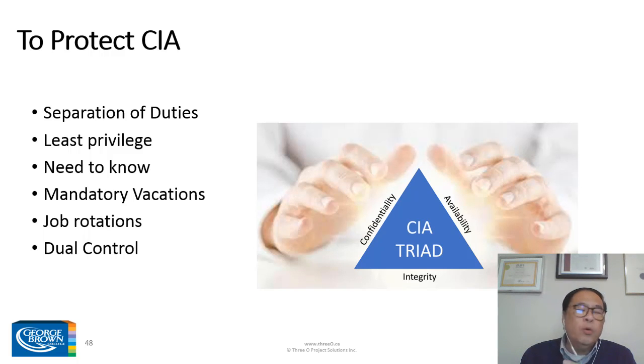Another one is need to know. Often people are just nosy. They are just curious about wanting to know things that they have no business in. I'll give you a good example. Many years ago, I think it was the Maple Leafs, the coach was having a surgery in Mount Sinai, and it was supposed to be private information unless the coach wanted to share it with the public.